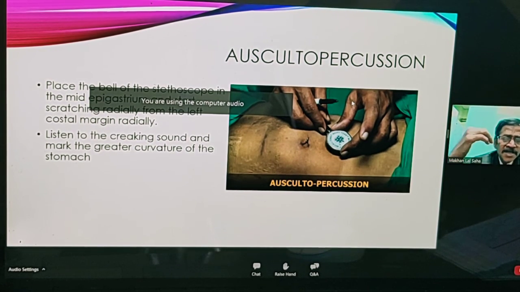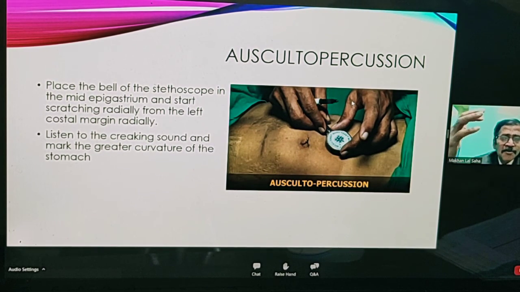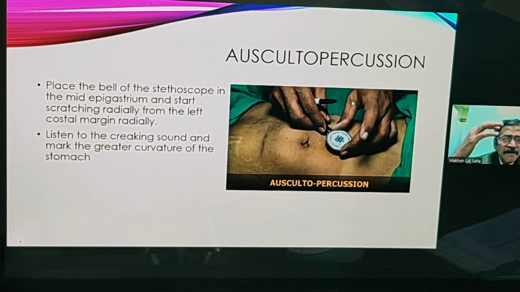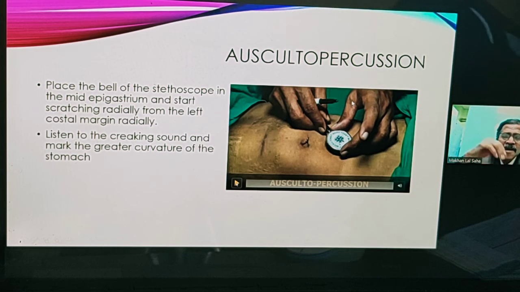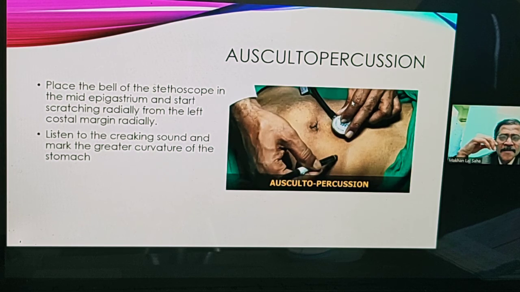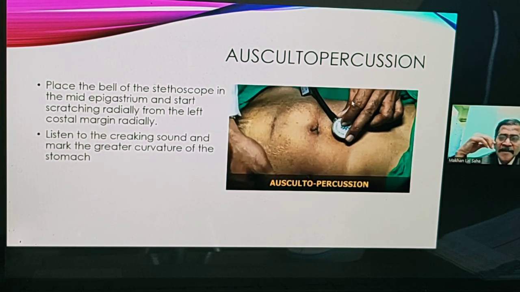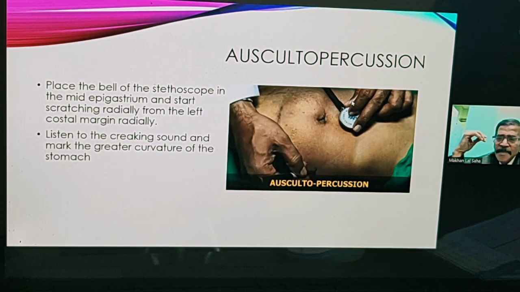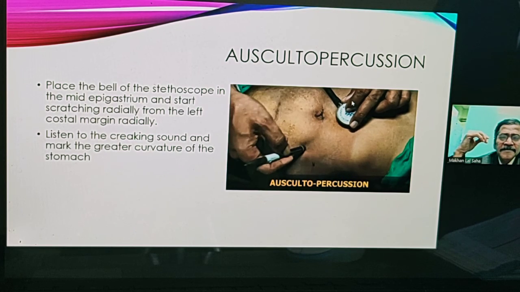A patient with gastric outlet obstruction may have a distended stomach, which can be demonstrated clinically. For this, you place the stethoscope bell in the epigastrium and start scratching the abdomen with a soft pen from the costal margin, and you can delineate the greater curvature. So keep the stethoscope and keep on scratching. You can hear the scratching sound in the ear. So mark. Keep on marking.